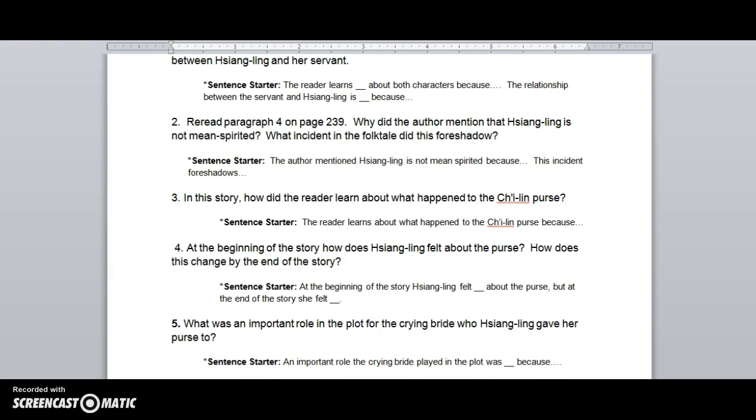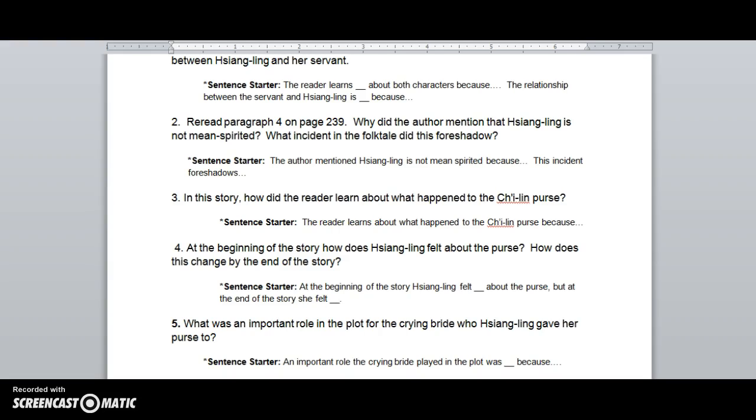Number 3 is asking, in this story, how did the reader learn about what happens to the Shylin Purse? Basically, I'm just asking you, when you read, when did the Shylin Purse reappear? Remember that Sing Ling gave the Shylin Purse away at the beginning of the story to a crying bride. So at what point of the story does it resurface, or do we start hearing about the Shylin Purse again?